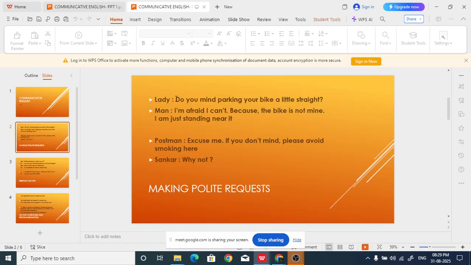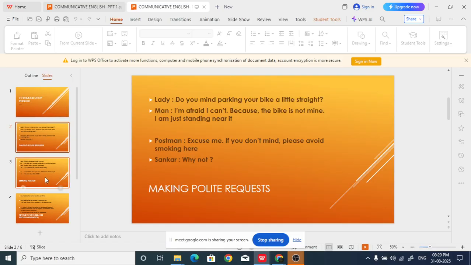Postman: "Excuse me, if you don't mind, please avoid smoking here." Shankar says, "Why not? Why not I smoke?" Like that he asks. Okay, right.